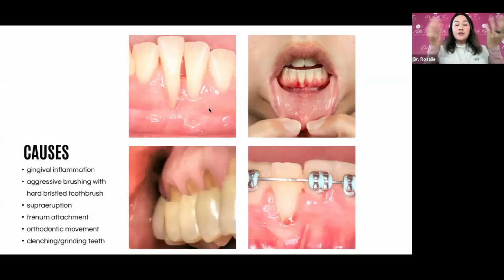So if you're ever faced with should you get bonding or should you get a gum graft, I recommend that you go see a periodontist first to see what the root cause of it is and if gum grafting is an option for you before you do the bonding. Because once you do the bonding, the gum graft is going to be very difficult to do.